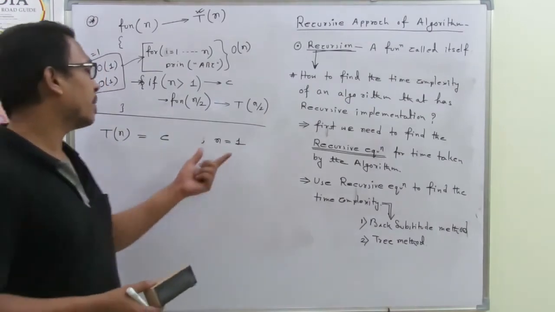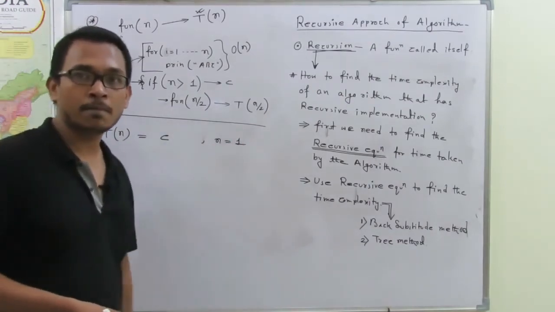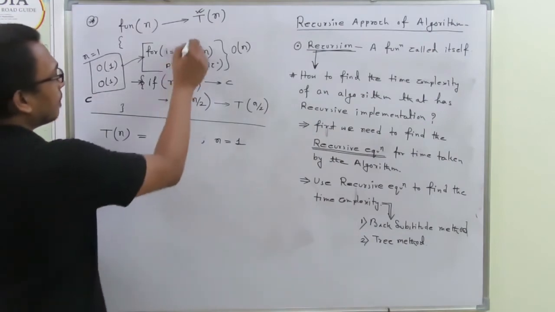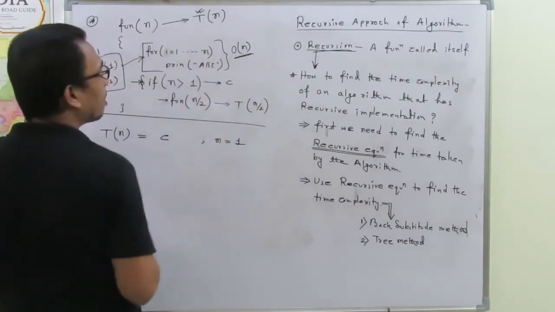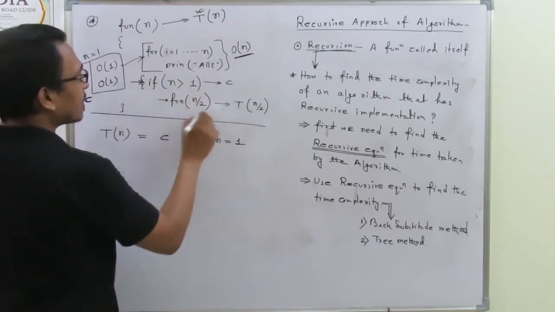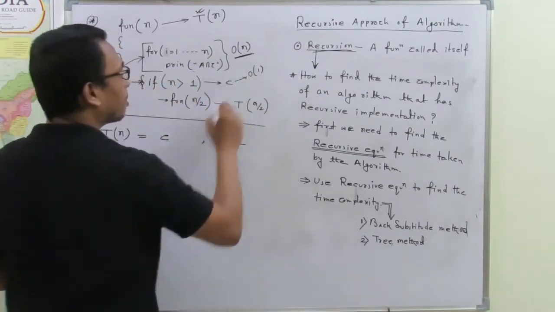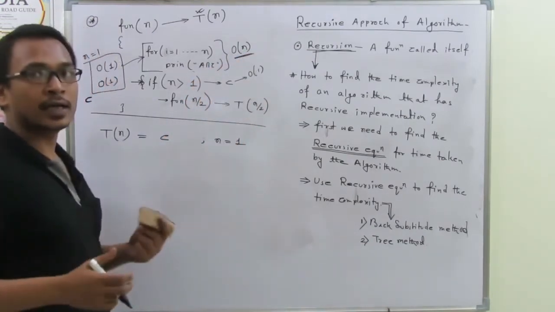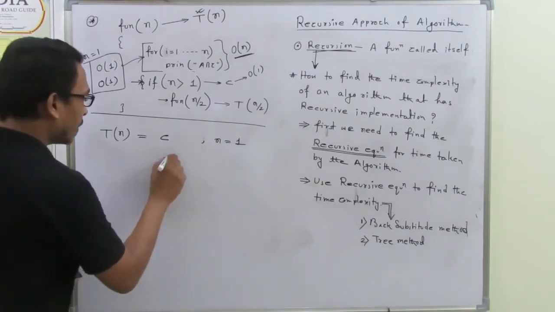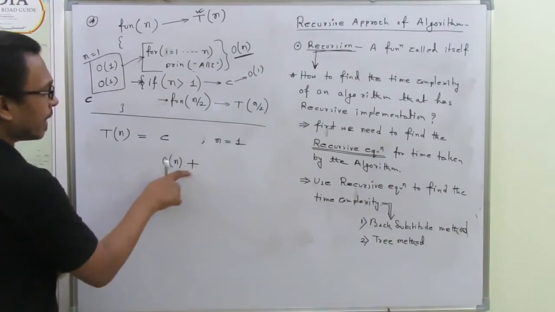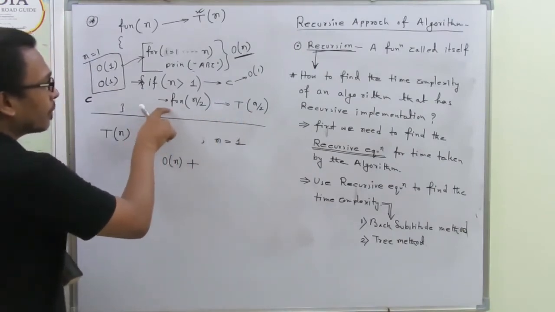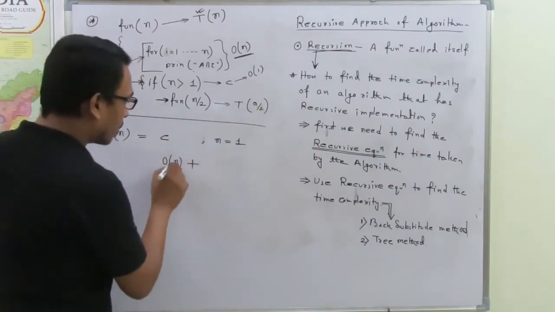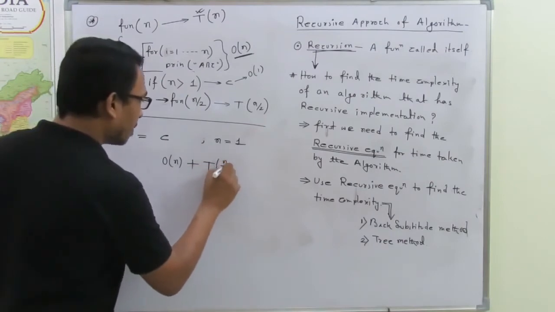Now what happens when the number of input is not 1, it is greater than 1? When the number of input is greater than 1, the loop takes order of n time, and this if instruction takes constant time, that means we will get order of 1. Clear? So among these two things, which one is larger? Order of n is the larger term. So we can define order of n plus, and this plus comes for this particular function. Then how long will it take? It will take t of n by 2 time. That means order of n plus t of n by 2 time.